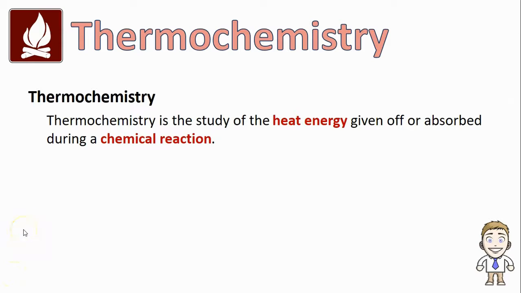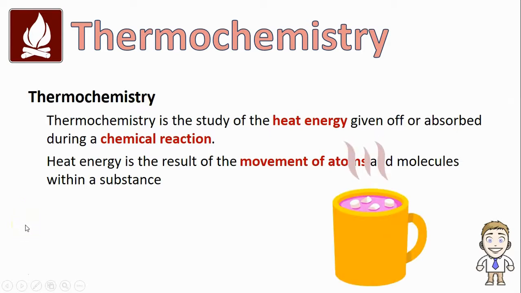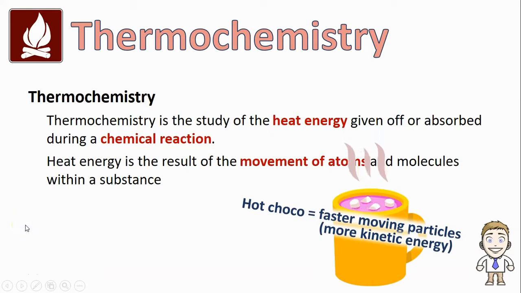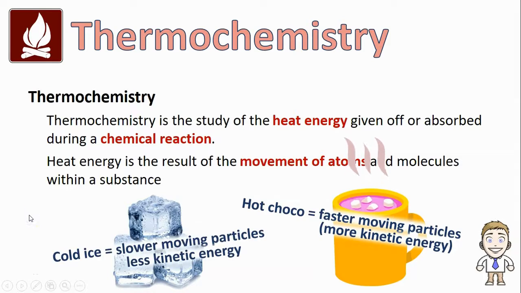So let's start off by clarifying what we mean by heat energy. Heat energy is the result of the movement of atoms and molecules within a substance. So imagine something that feels hot, like this cup of hot chocolate. It feels hot because the particles within the hot chocolate are moving more quickly on average, or they have more kinetic energy. Compare that to some ice cubes, which are definitely colder. They're colder because they have slower moving particles with less kinetic energy.